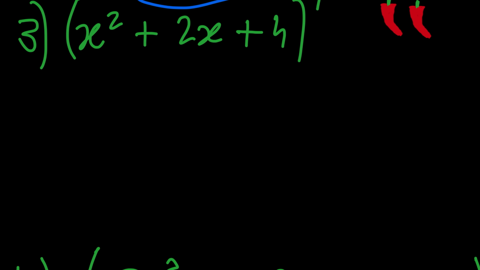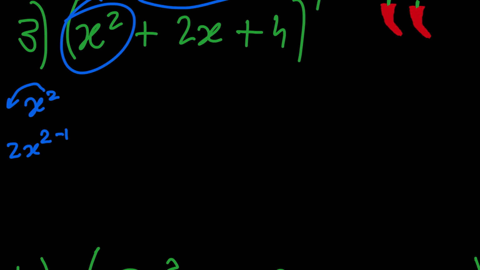Now let's try the same thing on the next question. This one's a little bit harder. We've got 3 terms now, but it's the same thing. Pause the video and feel free to try it. Okay, so again, we take each individual term. Let's try x squared first. We bring the 2 down, so it's 2x to the power of 2 minus 1, which is equal to 2x.